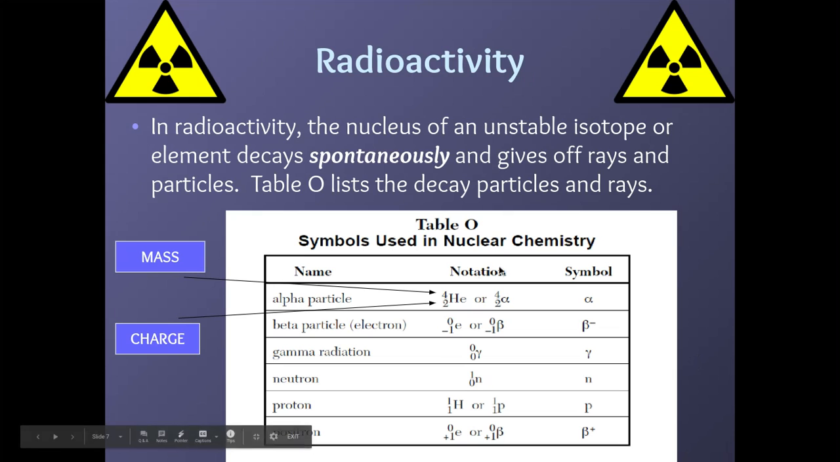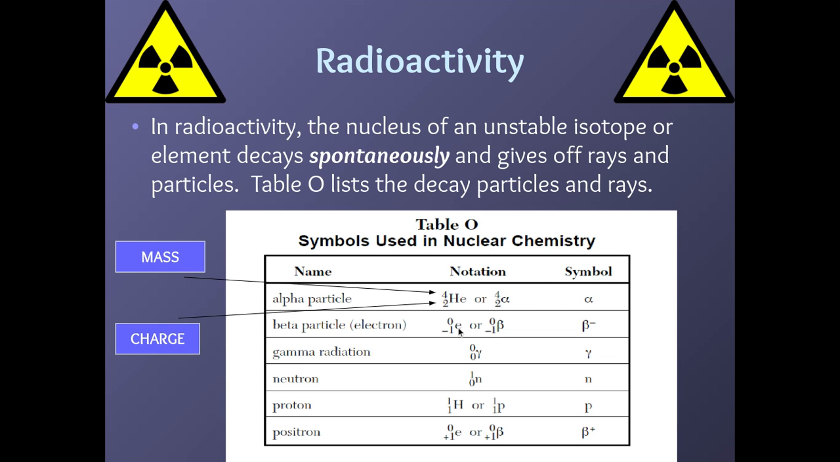Now, here are all of the different particles and rays that will be or can be emitted in nuclear chemistry when you have a radioactive isotope or radioisotope. And so if you look, just like when we look at the periodic table, the top number is going to represent the mass of the particle, whereas the bottom number will represent the charge. So an alpha particle will have a mass of 4, a charge of 2, and it could use this symbol He because helium's atomic number is 2, so it represents that alpha particle, or you could even use the alpha symbol, which would represent it.